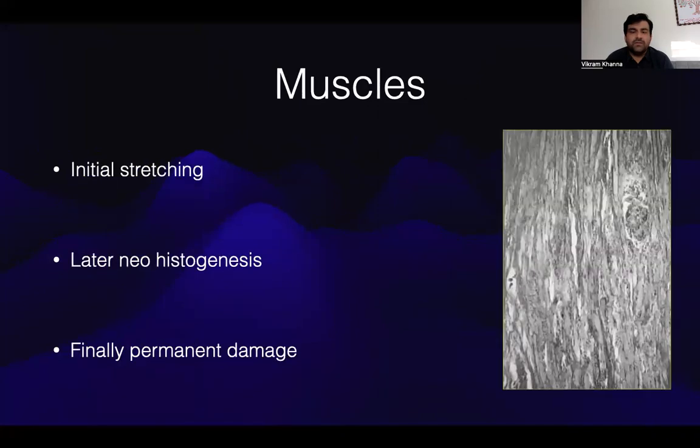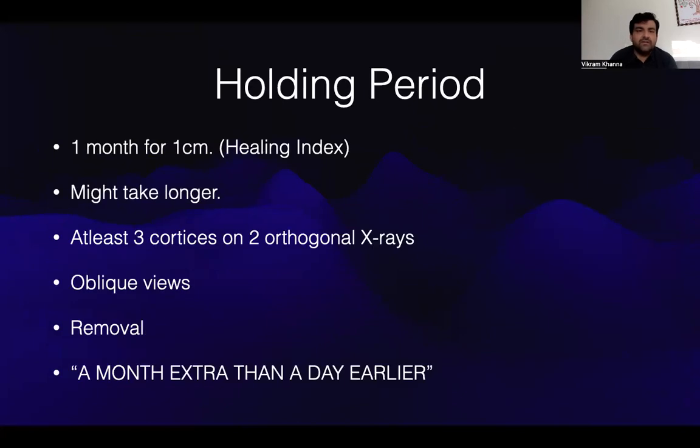So the muscles, there is stretching of the muscles, and later there is neohistogenesis in the muscles. That is, like the bone, muscle growth, muscle lengthening is there. But if you stretch it beyond a particular point, then it might lead to damage. The damage is clinically present as contractures, and after the initial stretching, it is very essential to focus on the physiotherapy, otherwise the neohistogenesis does not occur.